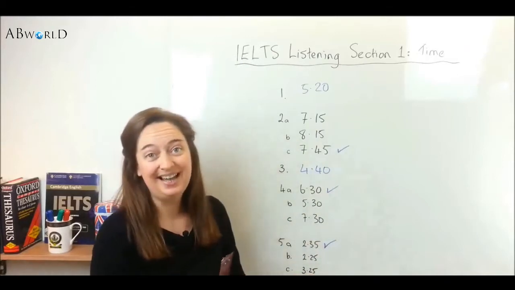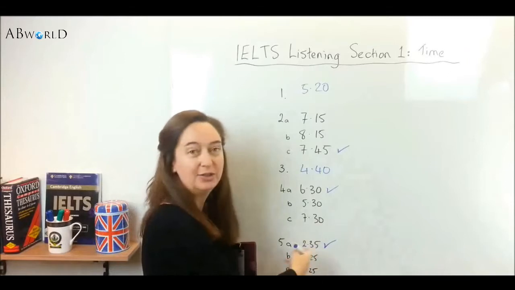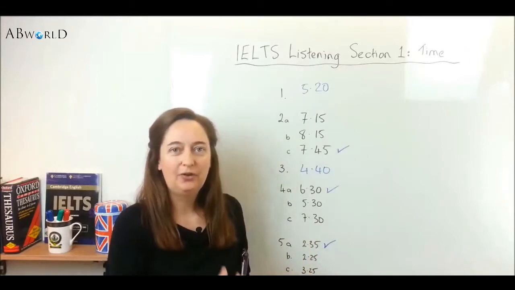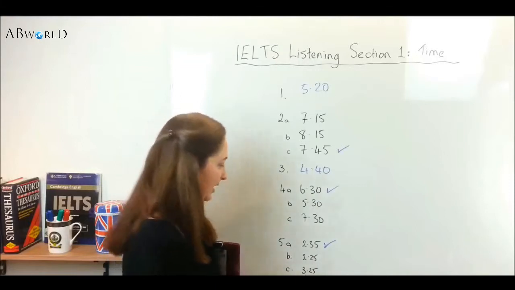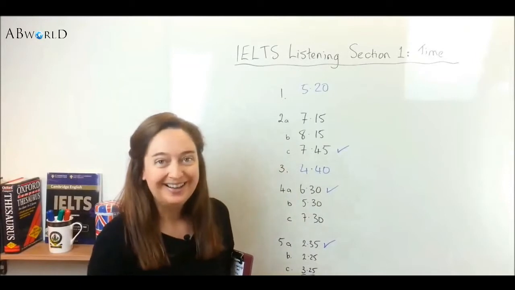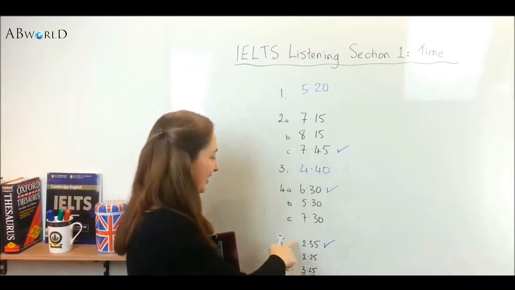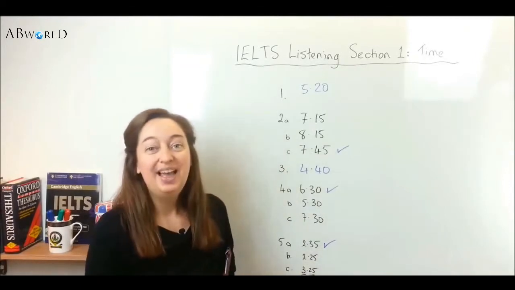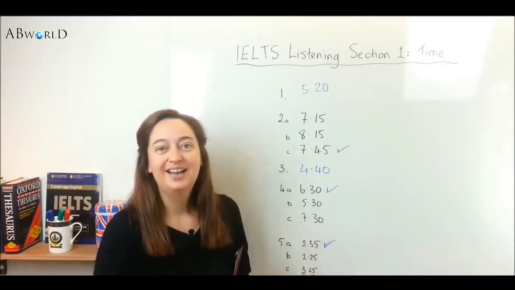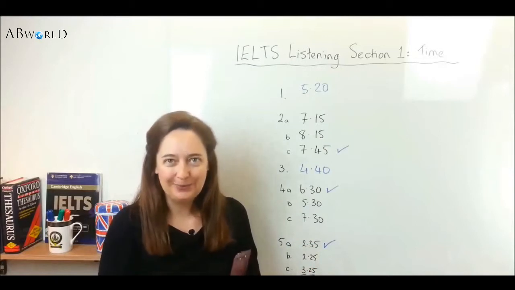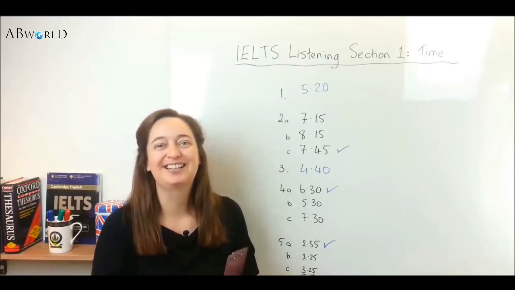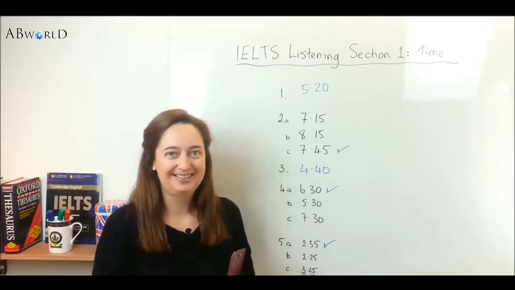Now you can see that this one was quite difficult because I said 25 to 3. And here you've got the number 3, here you've got the number 25, but that's the wrong answer. A is the right answer. That is very normal in the IELTS listening test, that they will try to trick you and give you the numbers, but that's not the right answer. So be careful with that.